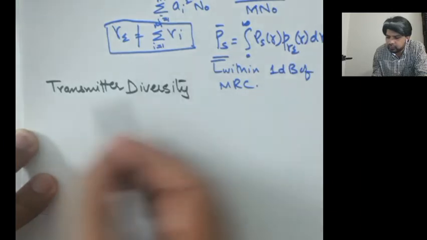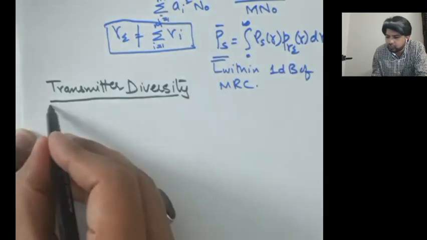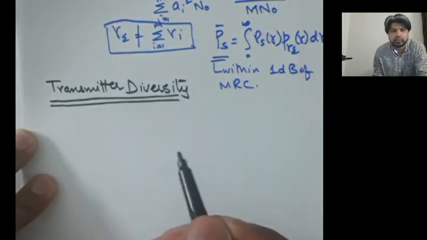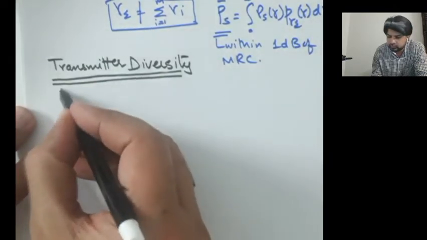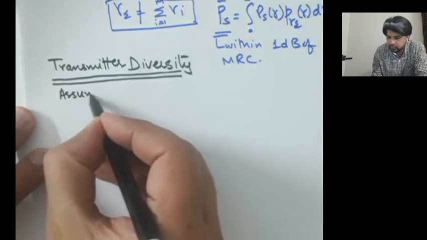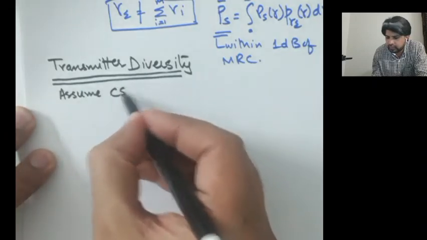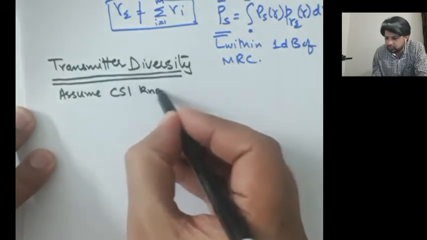For transmitter diversity, you need to first assume whether or not you know the channel state information at the transmitting end. So let's assume CSI known at the transmitter.